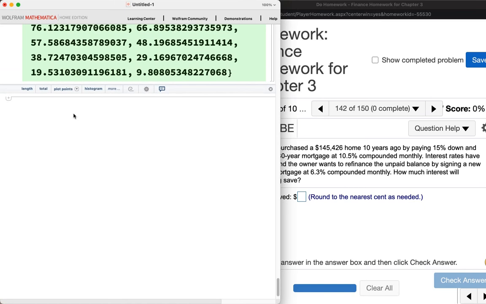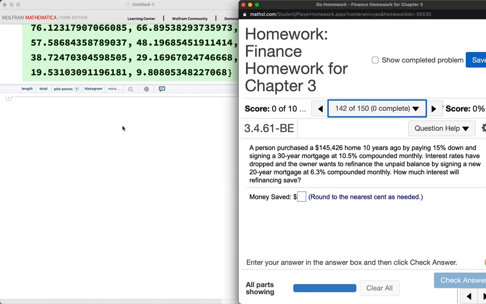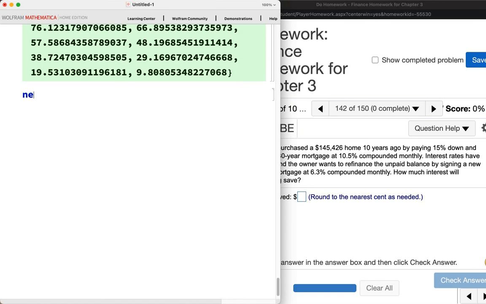So now what we have to figure out is, what is my unpaid balance after 10 years? Okay, so I'm going to have a new amount. I'm going to call this the new amount. And that's going to be balance 1 of 120 months, which is the same as 10 years. 10 times 12 is 120.